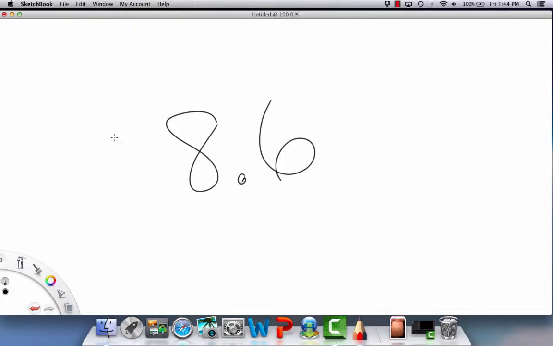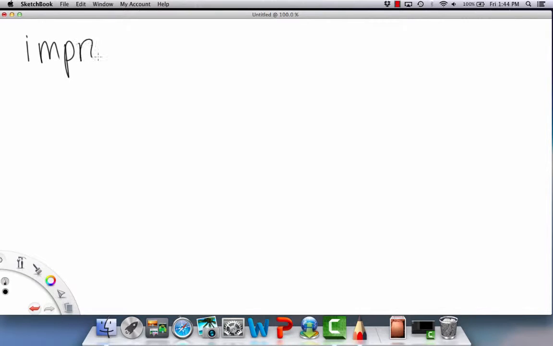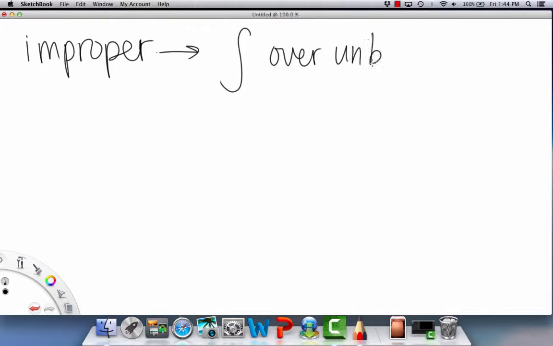This is about improper integrals. So, what is an improper integral? The term improper suggests that so far what we've been doing are proper integrals, in the sense that we've had a bounded region, like from a to b. However, improper implies that you're integrating over an unbounded region.